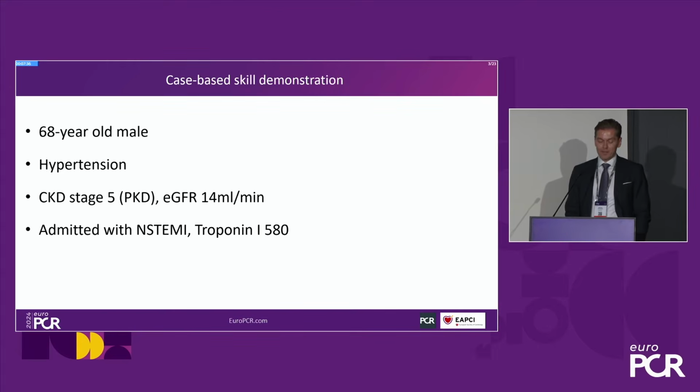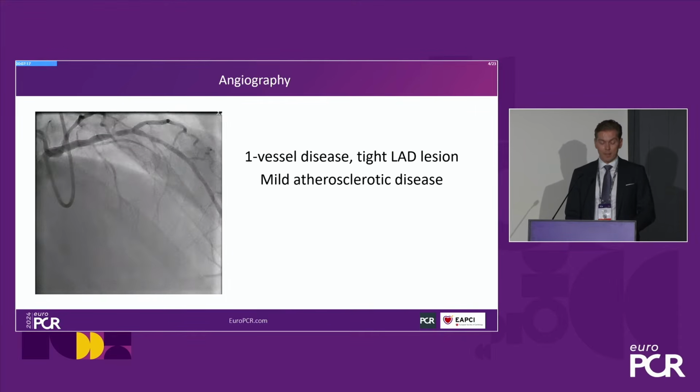So this is a 60-year-old male. He presented at our hospital actually about a month ago. He has hypertension, he has polycystic kidney disease, and he's in CKD stage 5. And he was admitted with a non-STEMI, so troponin, taken to the cath lab. So he's not that old, so obviously we should do an angio.